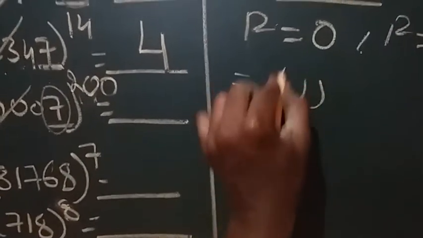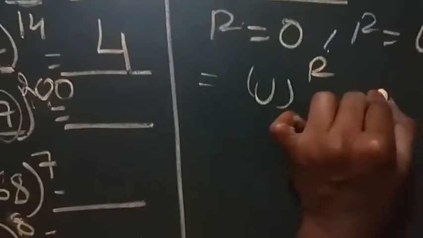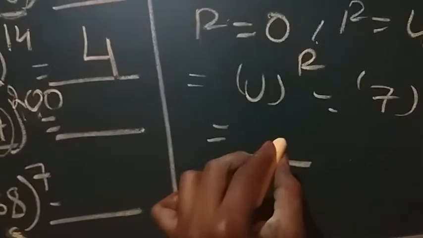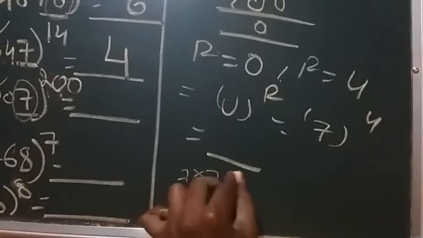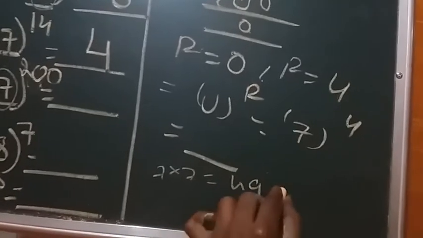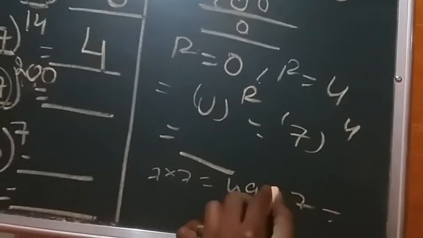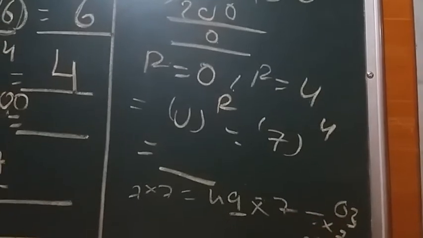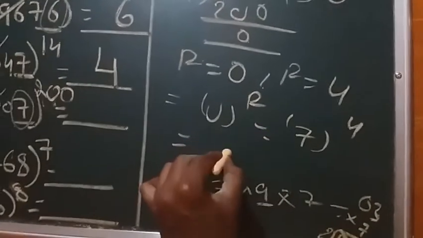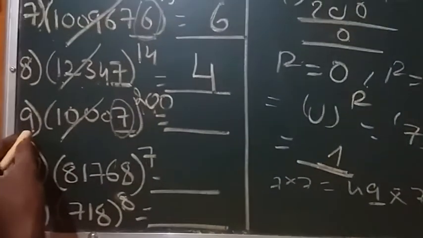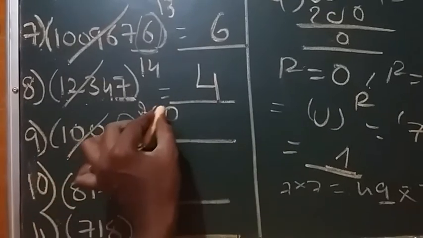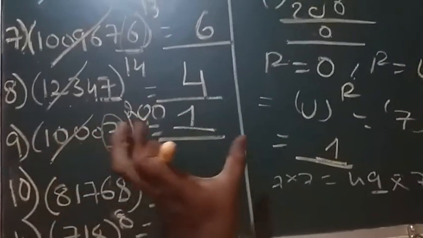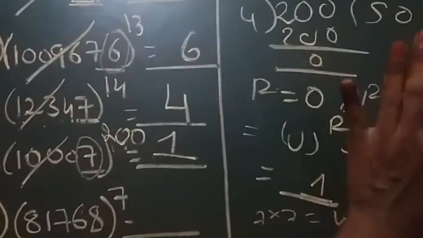formula u power r. Here u is 7, 7 power 4. 7 power 4 units place will be, 7 sevens are 49. Again 9 with 7, 7 nines are 63. Again 3 with 7, 7 threes are 21. The units place will be 1. So 1007 whole power 200 units place will be 1. I hope you understood how to calculate units place whenever you get the remainder 0.